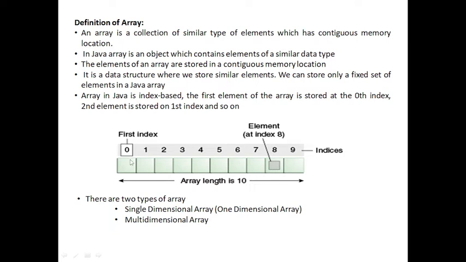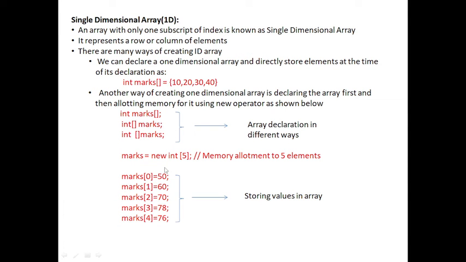If you want to assign a value in this memory location, then you have to write marks of 0 is equal to some value. Like that, marks of 1 is equal to. If you write marks of 0 is equal to 20, then the value 20 will be stored in this memory location. If you write marks of 3 is equal to 50, then 50 will be stored here, like this, right? So this is another way of creating the one-dimensional array. This is one way and this is another way.